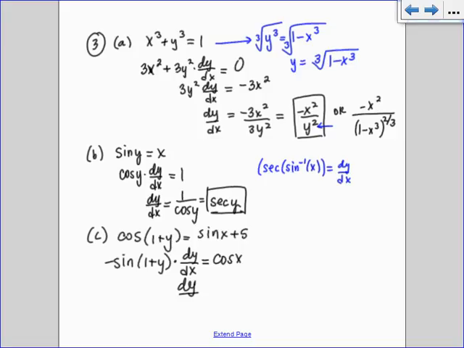So dy over dx would be cosine of x divided by negative sine of 1 plus y. I'm going to write sine of 1 plus y on the bottom, and then put a negative on top. So I have negative cosine of x all over sine of 1 plus y. 1 plus y is a little weird.